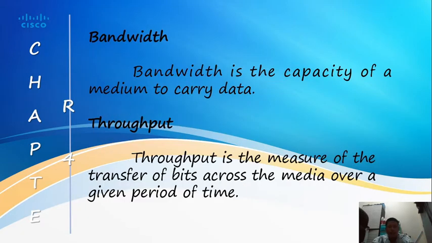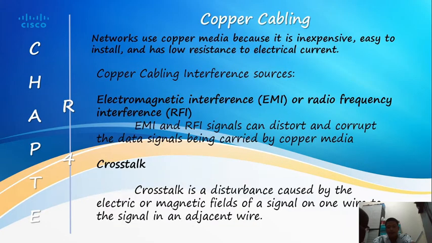Bandwidth is the capacity of a medium to carry data. Throughput is the measure of the transfer of bits across the media over a given period of time. Copper cabling: networks use copper media because it is inexpensive, easy to install, and has low resistance to electrical current.